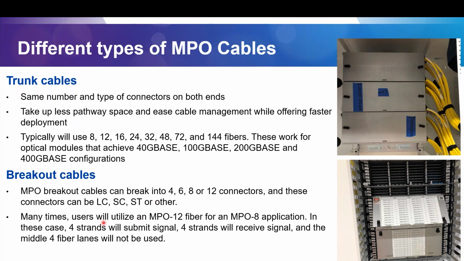Many times users will utilize an MPO 12 fiber for an MPO 8 application. I'll talk a little bit about that in a second. In these cases, 4 strands will transmit signal, 4 strands will receive signal, and then the middle 4 lanes aren't used at all. But as we're going through this, if I mention trunk cables, it's just an MPO on one end and an MPO on the other end. And then a breakout cable can be an MPO on one end, broken out into LCs, SCs, STs, whatever on the other end.